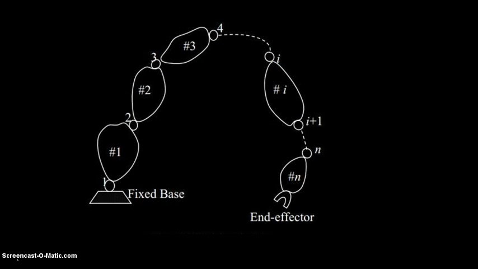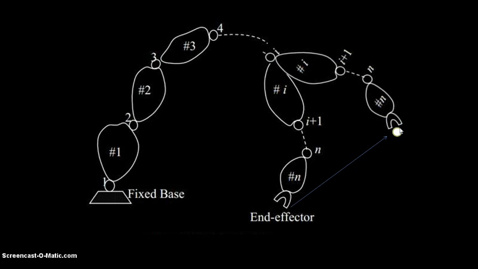Now consider a general serial manipulator. Here this is the end effector and this is the fixed space. Now I want this end effector to be positioned at this point with some orientation. So this has to move to this point. So what should be the joint parameters so that this process can occur?